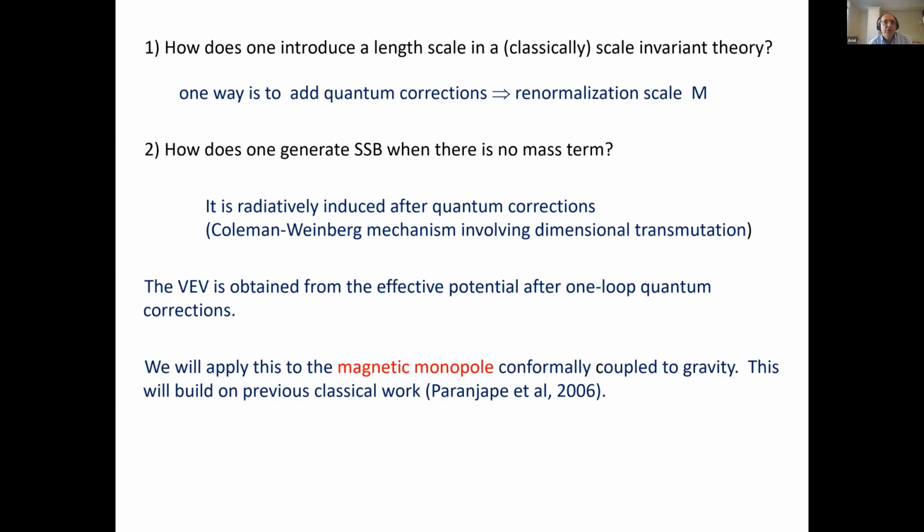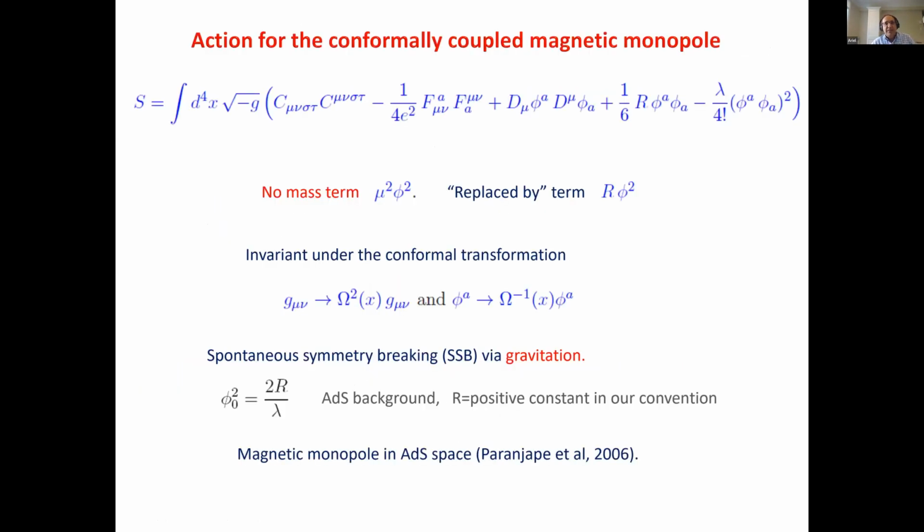So what we're going to do is apply this to a magnetic monopole, which does require spontaneous symmetry breaking, in a theory which is conformally coupled to gravity. This work was already done in one sense classically by Manu Paranjape and collaborators, and I'll show you the idea there. Sorry, can you see the top of the screen, the title? Yes. Oh, okay, I just can't see it on mine. Okay, that's good.